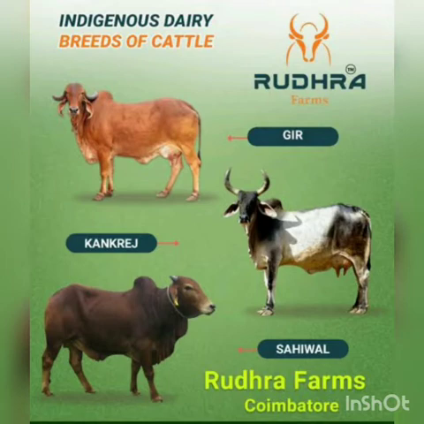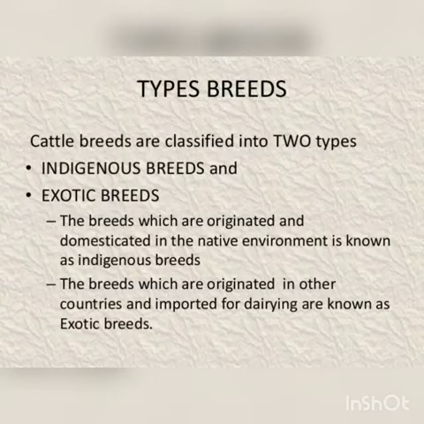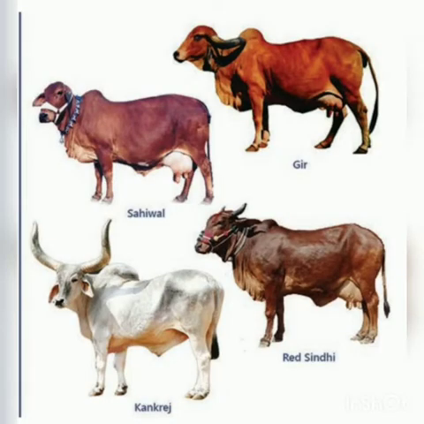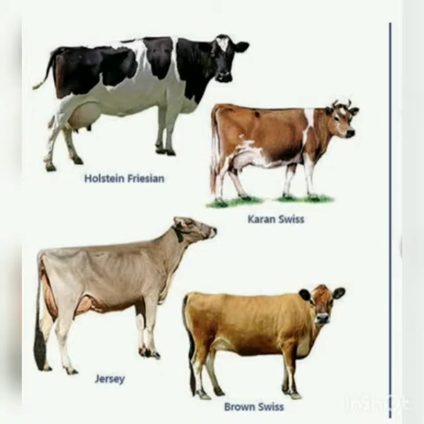So these dairy breeds are of two types. One is indigenous, another one is exotic breed. What is indigenous? Indigenous is nothing but it is the native of India. நம்ம ஊர் மாடு அதுதான் indigenous breed. They include Sahiwal, Red Sindhi, Gir, etc. And exotic breed means they are imported from foreign countries. So examples for this are Jersey, Brown Swiss, Holstein Friesian, etc.